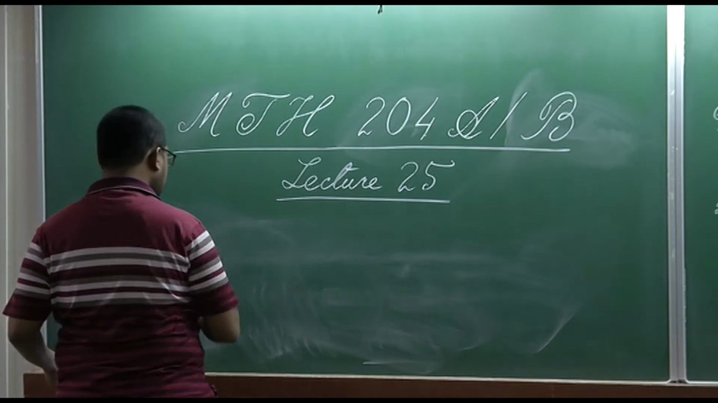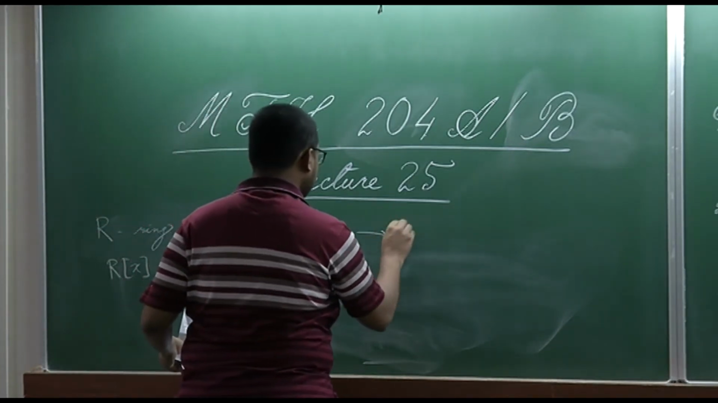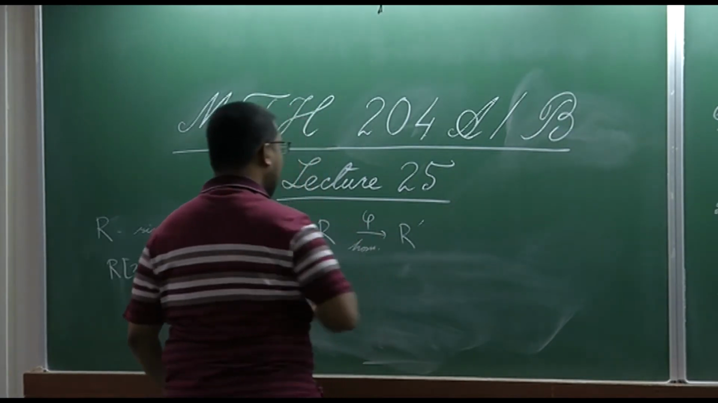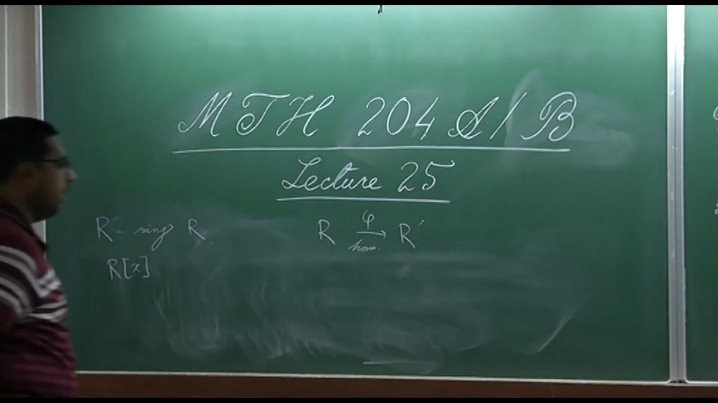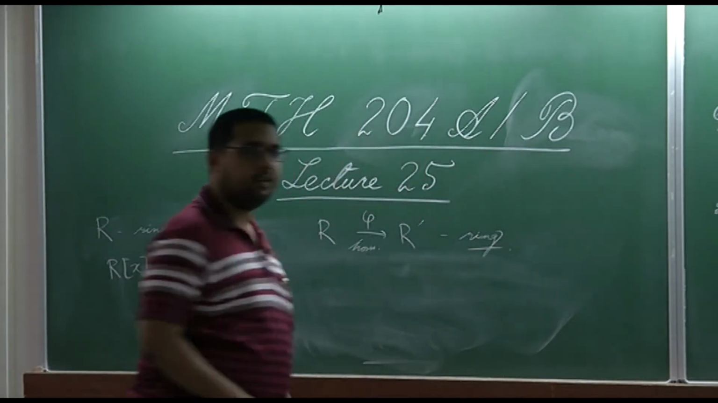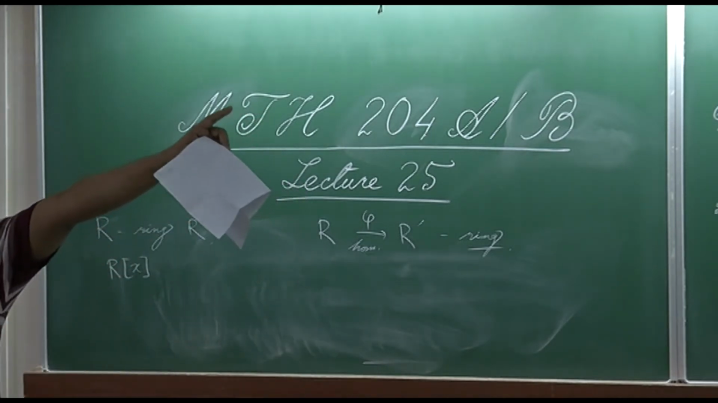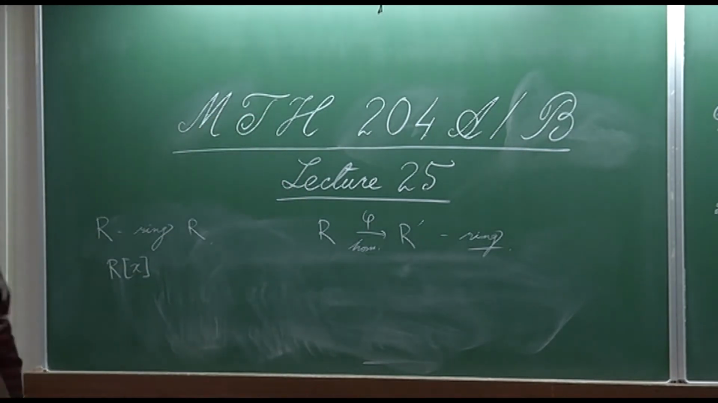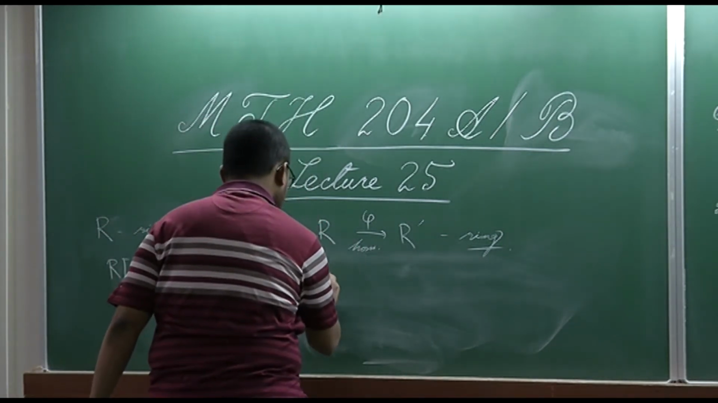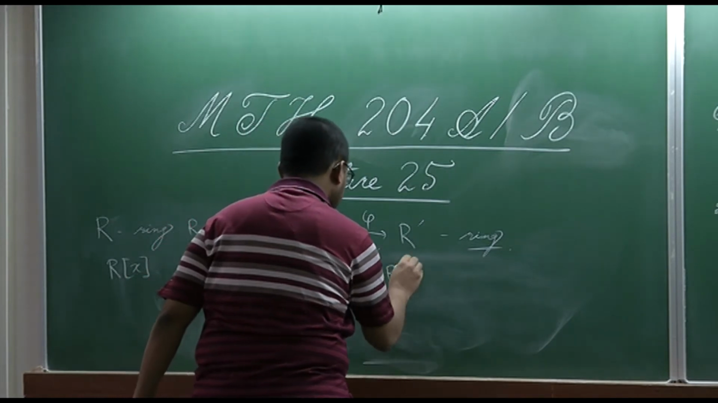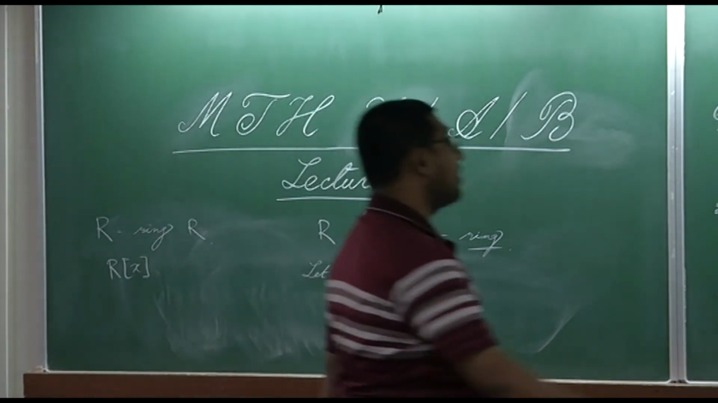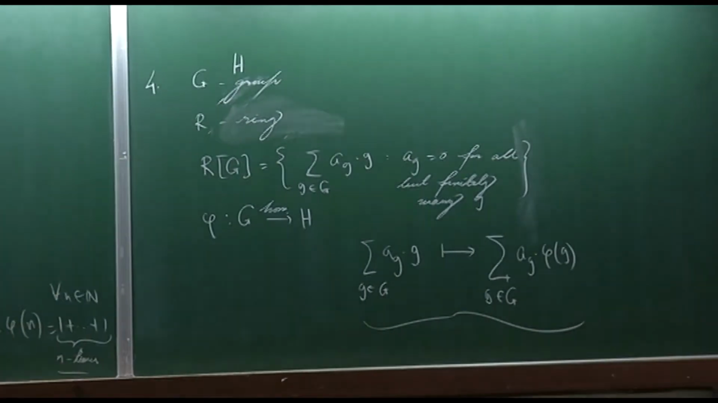And suppose we are given a homomorphism phi from R to R prime, where R prime is also a ring. Okay. Suppose we are given a ring R prime and a homomorphism from R to R prime, and let alpha be in R prime. Okay. So, what we are going to do is something similar to this, not exactly similar.